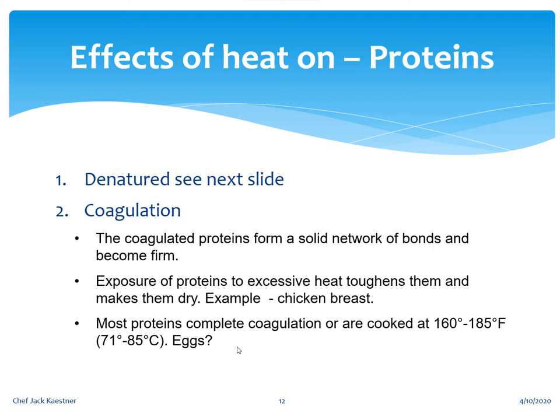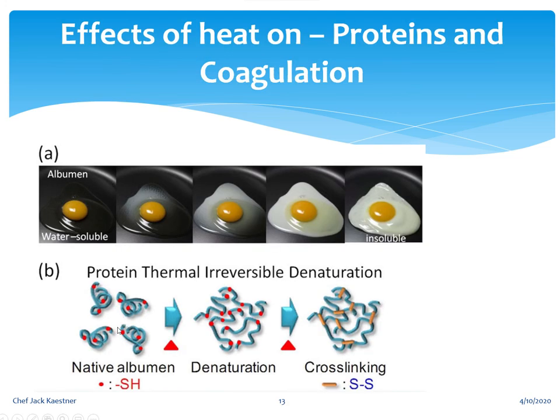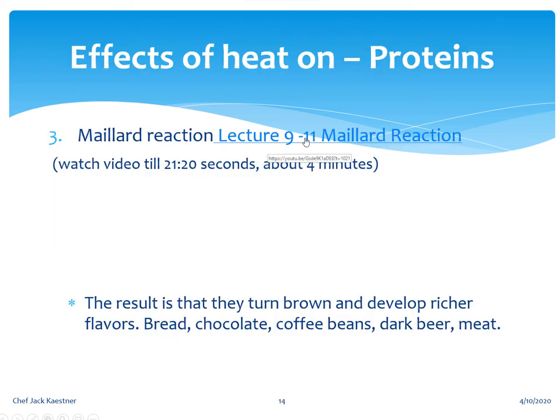So that's why you can have sunny side up eggs where the whites are set and the yolk is still runny, because they actually cook or coagulate at different temperatures. The protein being denatured, it starts to separate, and then as it cooks more, you get cross-linking and it firms up. The Maillard reaction is a browning.